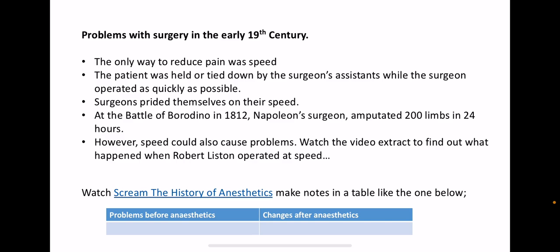What I want you to do is have a watch of this video, Scream: The History of Anaesthetics, and make notes in the table that I've given an example of below. So you want problems before anaesthetics and changes after anaesthetics. The video comes with a bit of a warning that it's a video about surgery and anaesthetics, so it's a bit gross and gruesome. You are welcome to skip bits and pause bits if there are things that you don't want to watch, but it does have some really useful information about how anaesthetics are developed and changed, so I would recommend trying to watch it if you can. Pause the video now to do that.